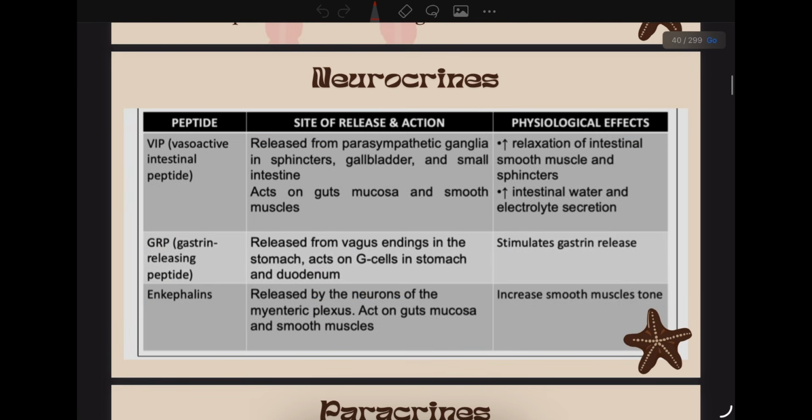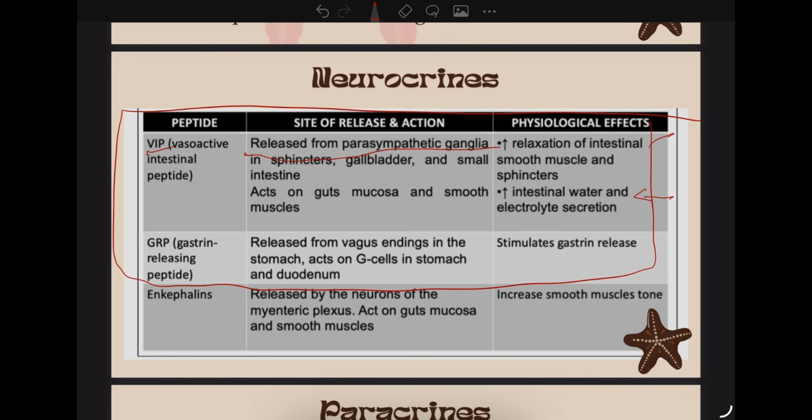Okay? Now, neurocrines. These were all the classic hormones. Neurocrines, the only important two are these two. From the name, neurocrines are secreted by neurons. Okay? So, for example, our first is VIP. It's released from parasympathetic ganglia. It has two main effects: relaxation of intestinal smooth muscle and sphincter. Remember when we talked about neurotransmitters in P1? Yeah, this is what it does. It relaxes smooth muscle and sphincters. Very easy. And increases intestinal water.